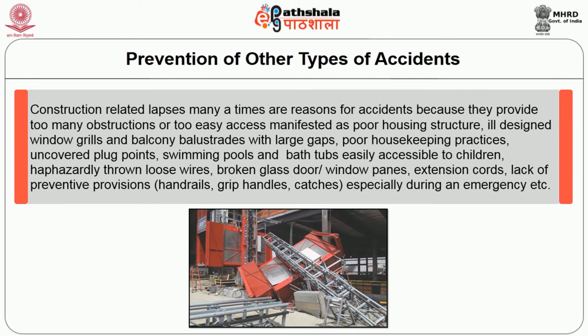Construction-related lapses many a time are reasons for accidents because they provide too many obstructions or too easy access, manifested as poor housing structure, ill-designed window grills and balcony balustrades with large gaps, poor housekeeping practices, uncovered plug points, swimming pools and bathtubs easily accessible to children, haphazardly thrown loose wires, broken glass door and window panes, extension cords, lack of preventive provisions like handrails or catches, especially during an emergency.